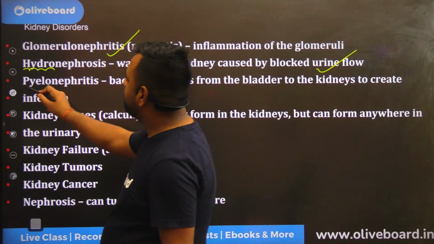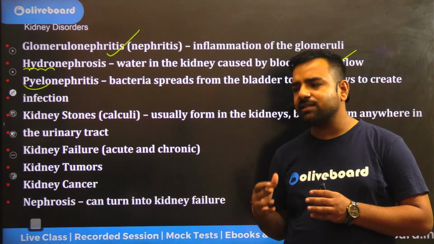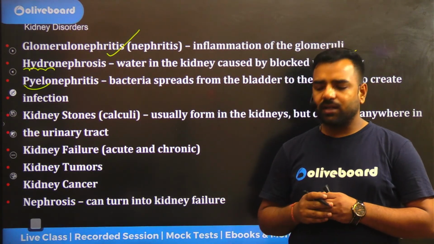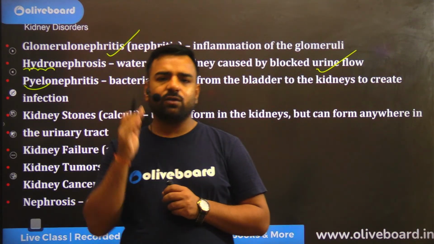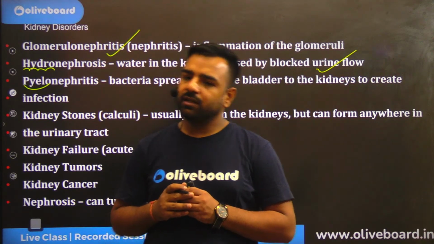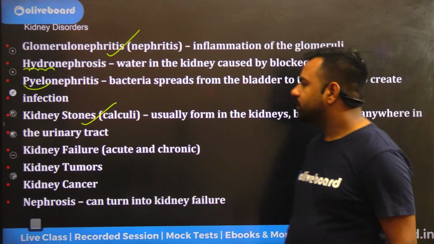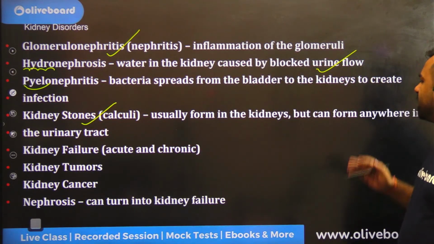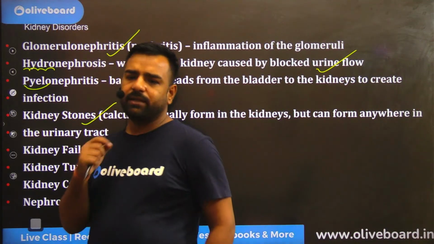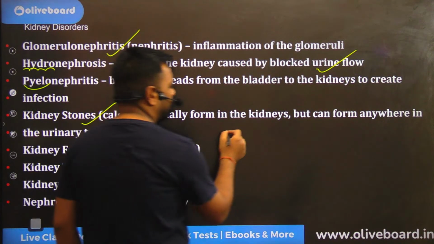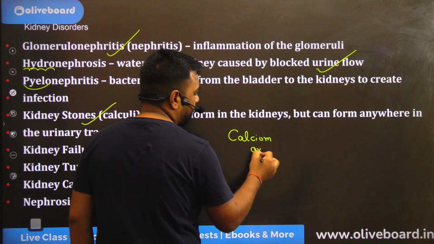Then we have pyelonephritis, where bacteria spread in the bladder, and when bacteria spread, it leads to an infection. Achha, the issues which are caused because of bacteria are known as bacterial infections. The issues which are caused because of virus are known as viral infections. So that's an example of a bacterial infection basically. Then we have kidney stone. Kidney stone usually forms in the kidneys, but it can also form anywhere in the urinary tract. That's possible. So what is the main reason behind the formation of kidney stone? That was calcium oxalate.